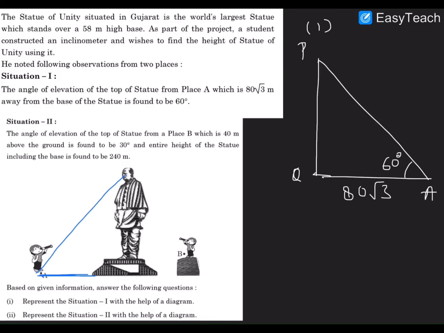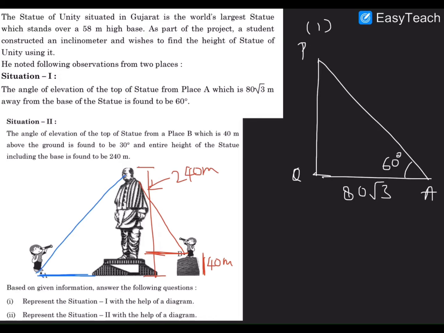Situation second, I am using red color to represent the angle of elevation of the top of the statue from the point B. This is your point B and it is given 30 degrees, which is 40 meters above the ground, and the height of the entire statue from here to here is given as 240 meters.